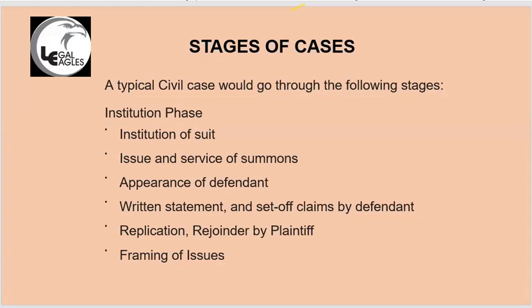Temporary injunctions and interlocutory orders are also given. Temporary injunctions are for specific relief, and interlocutory orders are also given. This is also important. 39 is important. Appointment of receivers, you will not get these things.